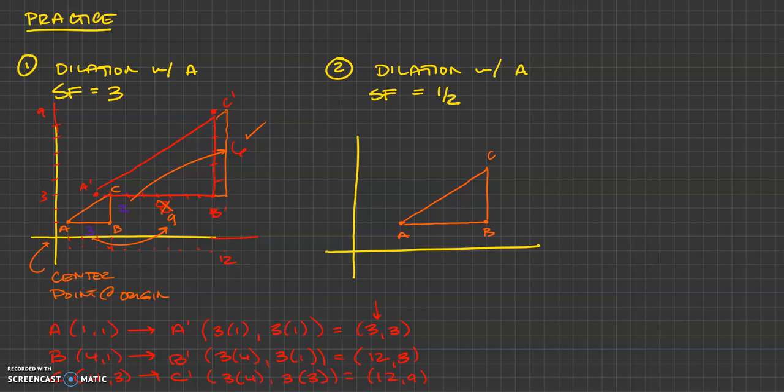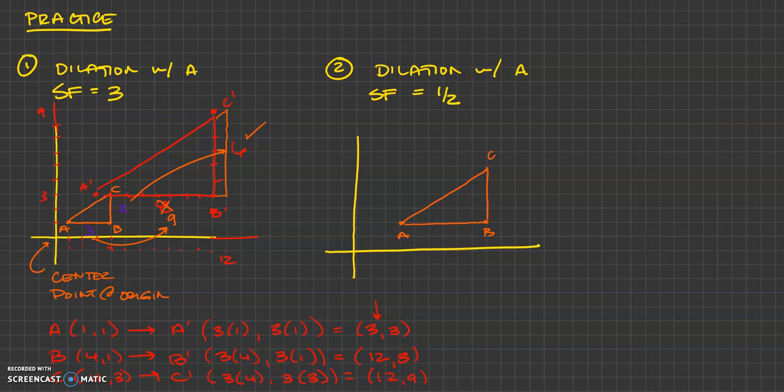But let's go to example 2, and again, pause the video, try this on your own. We're going to be doing a reduction, and so number 1 is an enlargement. It grows. Scale factor is above 1. But with number 2, the scale factor is 1/2. So pause the video and try to complete this dilation.